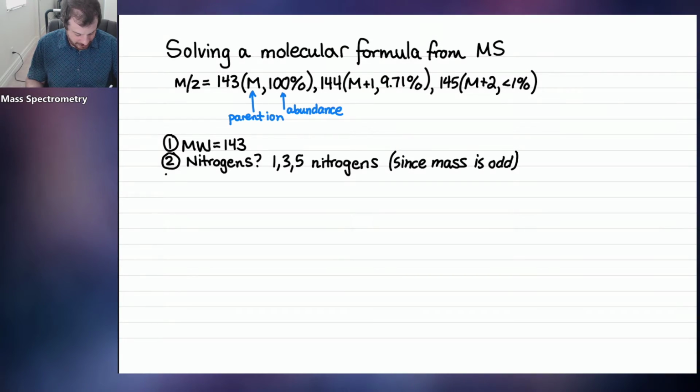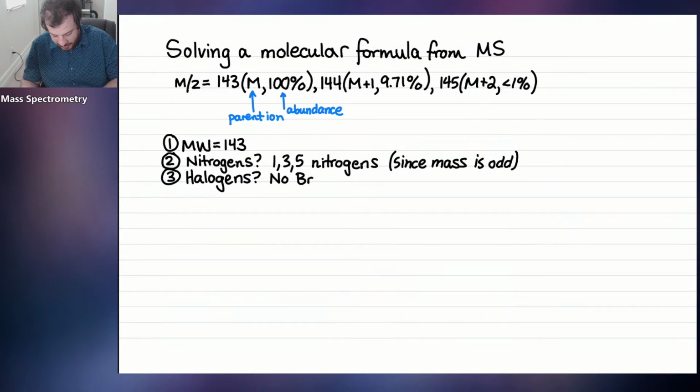And then the number 3 thing that we can find out: halogens. Do we have any halogens? No bromine or chlorine, at least, because the M+2 peak is so small. If there were bromine or chlorine, we would see a very strong M+2 peak, either 100% or 30% based on our parent ion. So no Br or Cl, because no M+2 peak.